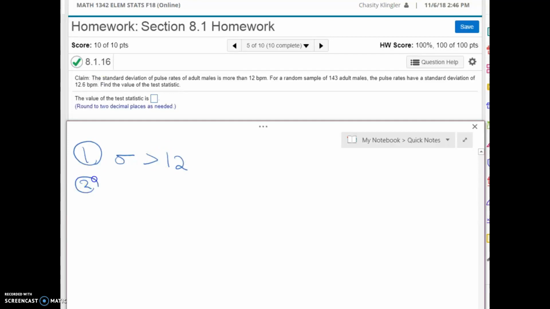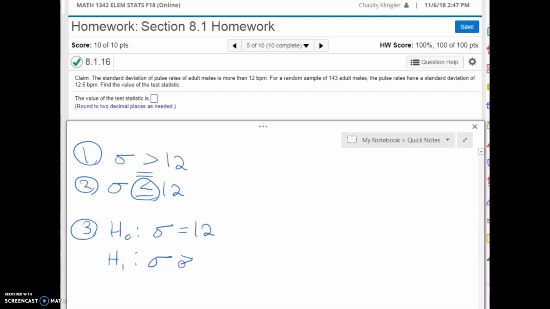Which means step 2 would be the opposite of that. The opposite of that would be less than or equal to 12. And then, like I said before, anytime it has the equals to, you just change that to strictly equals to. So when we restate our null and our alternative, our null is always the one with the equals, and our alternative is the other one. And then put a star by the original claim, which this time is our alternative.